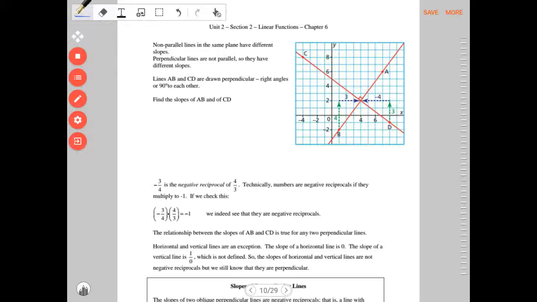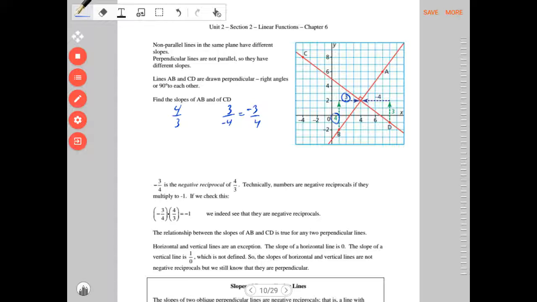So if we find the slope of AB, they've drawn it on the graph for us. The rise is 4 and the run is 3. So AB rises 4, run is 3, so that's 4 over 3. Now CD, on the other hand, has a run of 3 and a rise of negative 4. So a rise of 3, a run of negative 4. We don't usually leave the negative on the bottom, so I would say negative 3/4.